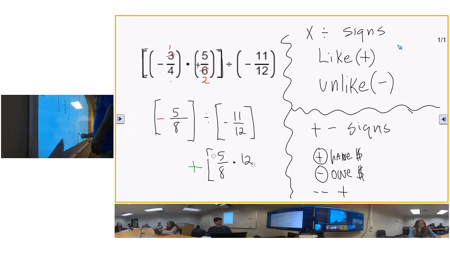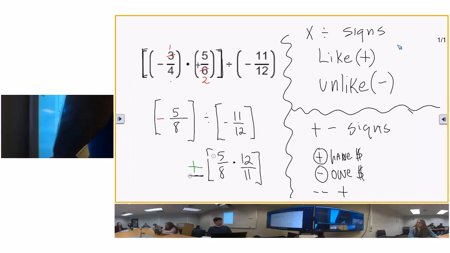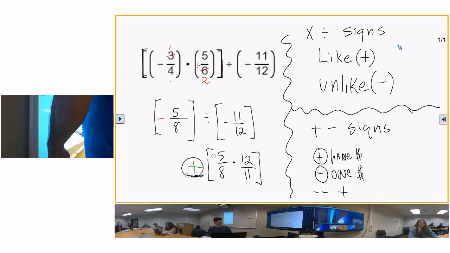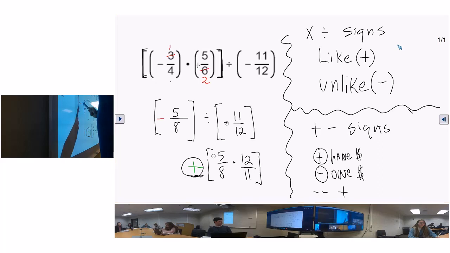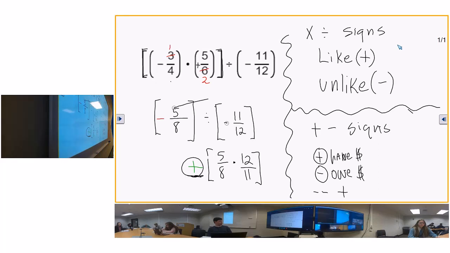Good. Does it turn positive, or no? Yeah. There's a positive right there. Negative times a negative equals what? Positive. Oh, I was asking about when that turns. I've already taken care of the signs. When I put that negative times that negative, that turned that to a positive. We're done with signs.